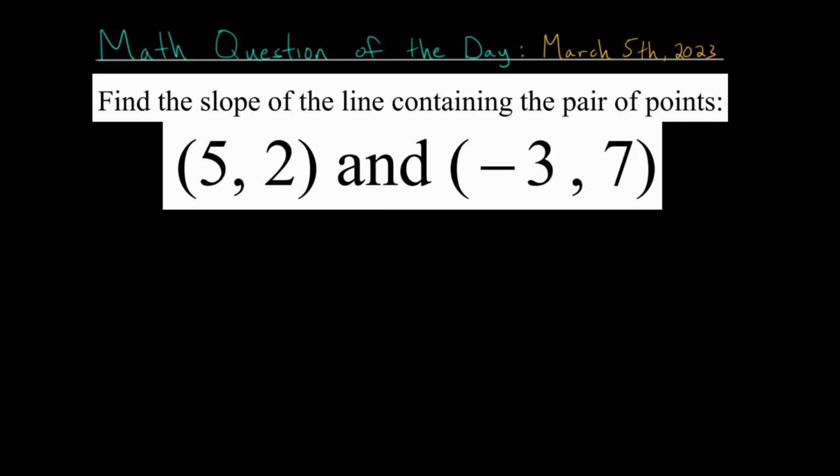In this video, I'd like to talk about the math question of the day for March 5th, 2023. And with this question, we need to find the slope of the line containing the pair of points (5, 2) and (-3, 7). To answer a question like this, you need to have an understanding of Algebra 1, particularly linear equations, two-variable linear equations, and their graphs.